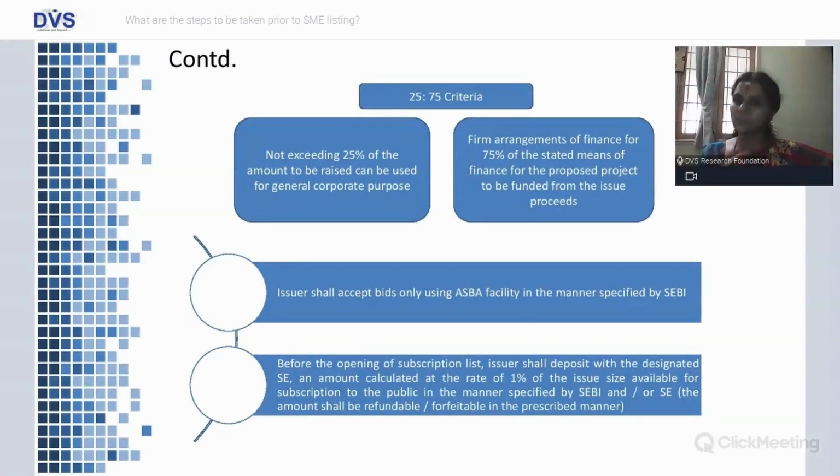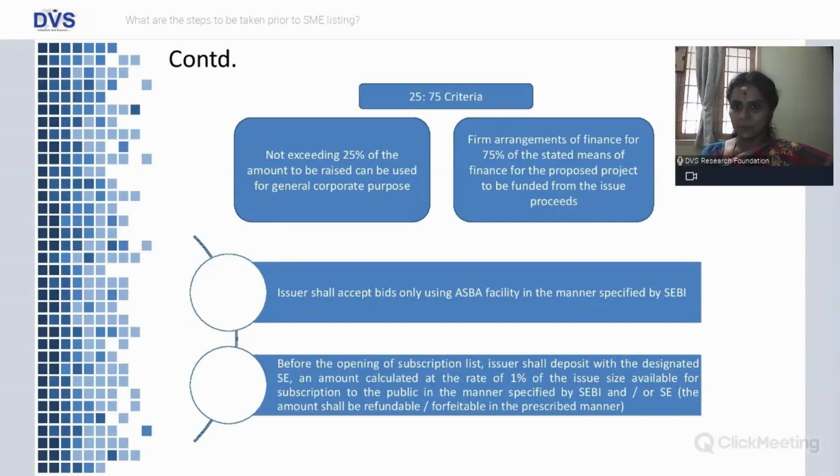So 25% for your GCP, general corporate purpose, and firm arrangement of finance towards the 75% of this stated means of finance for the project. What is the project? The project is nothing but the object for which the issue proceeds are being raised. An issuer shall accept bids only using the ASBA facility. We've already provided the definition of ASBA for your reference, in the manner prescribed by SEBI.